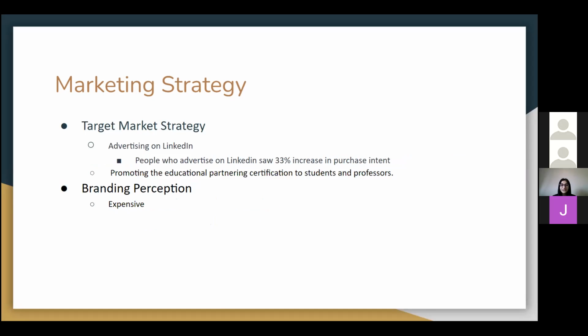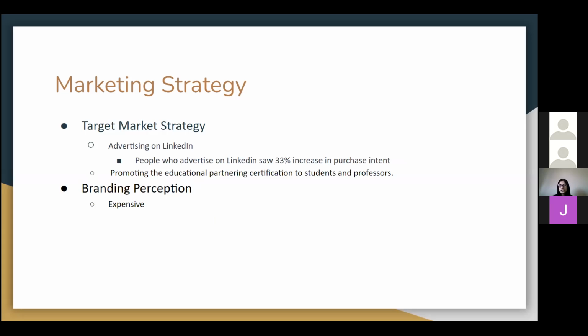Next is a target market strategy. Since we think that LinkedIn is so beneficial, we think that our number one strategy would be to advertise on LinkedIn because, again, the target market is great. We also saw that people who advertised on LinkedIn saw a 33% increase in purchase intent and a 2 times higher conversion rate. I think that would be a great benefit for us. We also think that promoting the educational and partnering certification to students and professors would be great because that way information is coming to the students from a trustable source and students know that this would be a great idea for them.